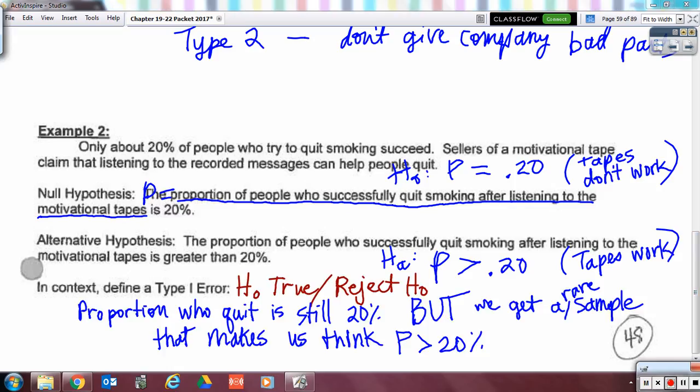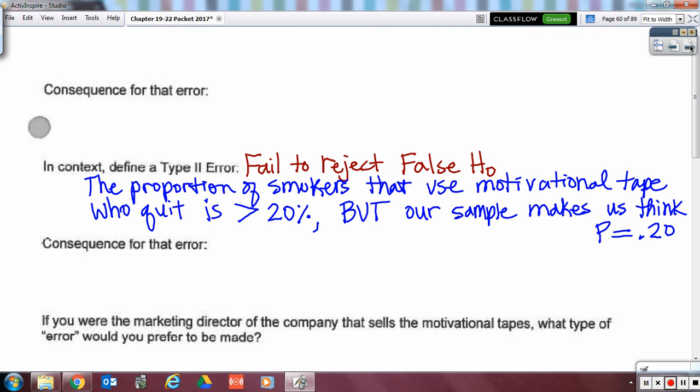Okay, let's see how you did. I kind of filled in some things. Type 1 error. Null is true. So the proportion of smokers that use the motivational tapes that quit is what? The null is true, so it's actually what? Still 20%. But I get a sample that causes me to reject the null. So what do I think? P is greater than 0.20. Okay. So the tapes don't work, but I think they do. So what's this consequence? Well, I guess I just said it. Tapes don't work, but we think they do.